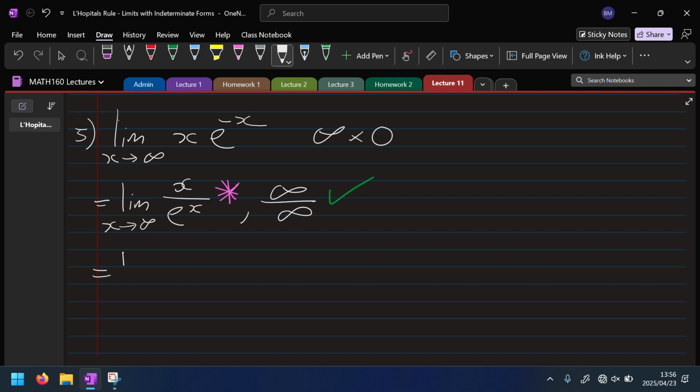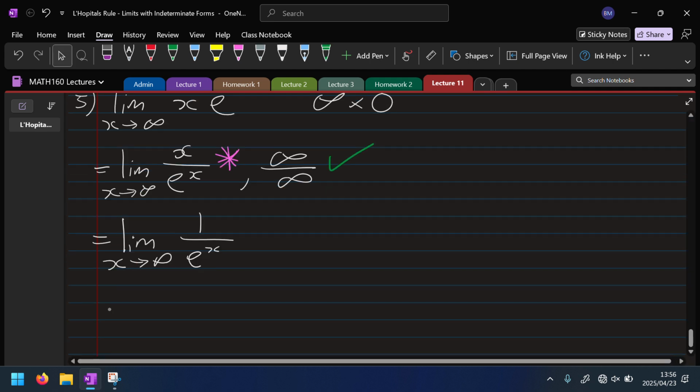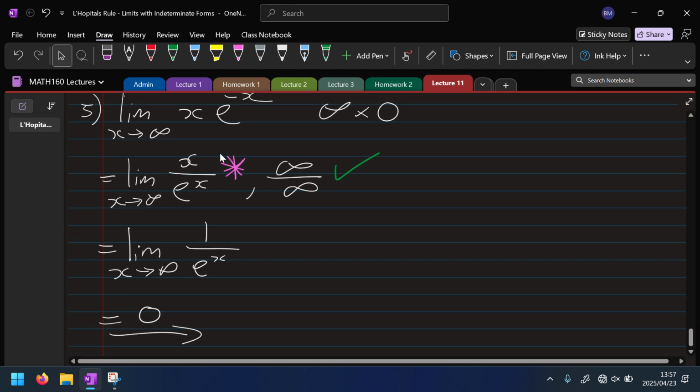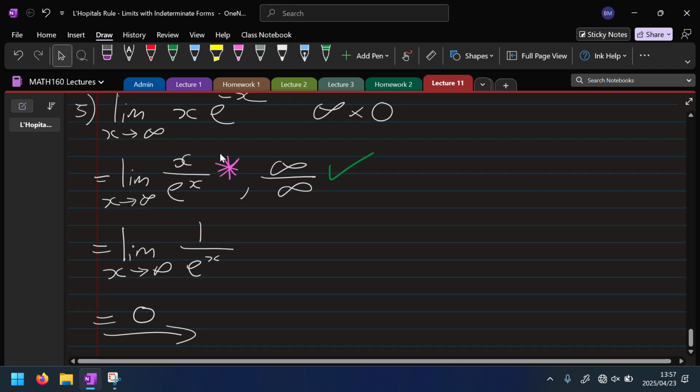It works fine. So we can use L'Hopital's rule. So there'll be limit x goes to infinity. The derivative of x, that's 1. And the derivative of e to the x, just e to the x, stays the same. Now, when x goes to infinity, e to the x also goes to infinity. So what happens if we have 1 over infinity? 0. Good. Now we get 0. Any questions on these ones?